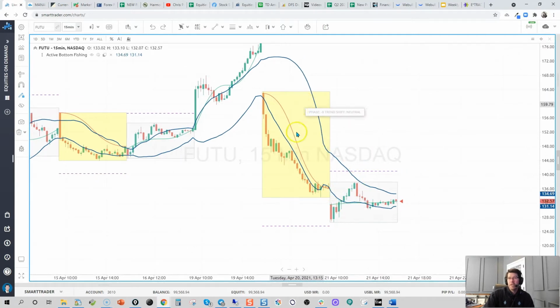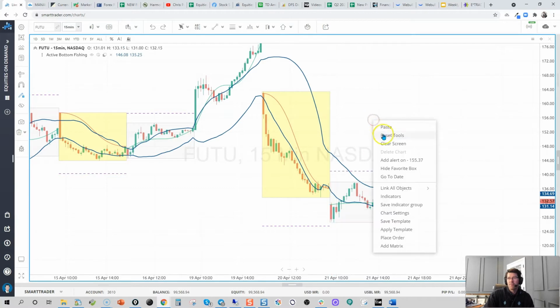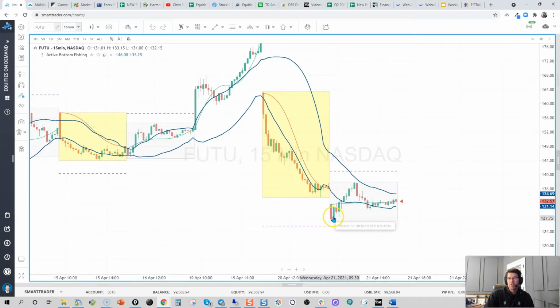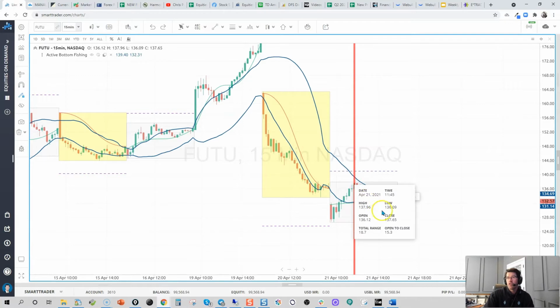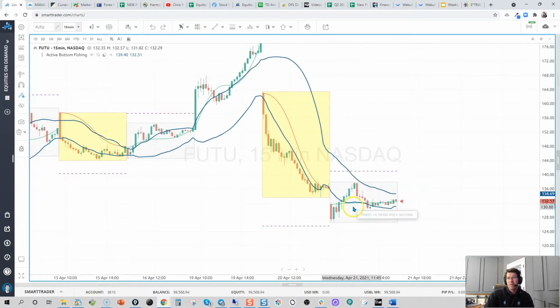Here is FUTU, and a really simple approach. We had the market gap lower, close right here at 127.52. Traders were taking that trade right there at the close, so fills around 127.57 or 127.62, and a nice little run up towards 130. The high of the day actually was 137.96, so that's not a bad trade.